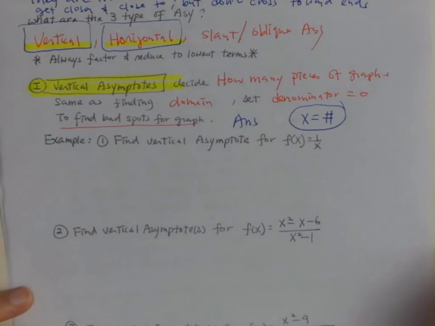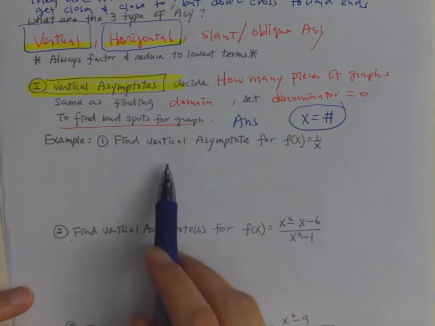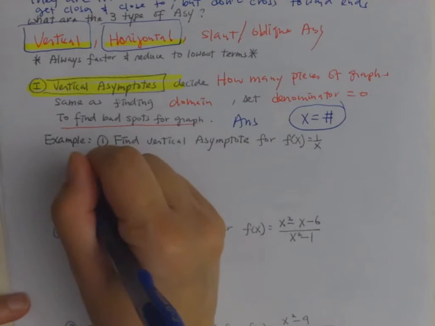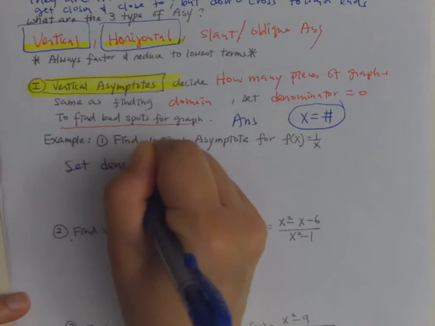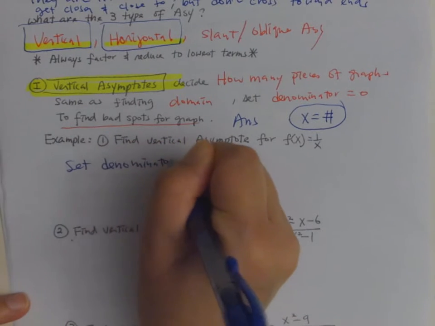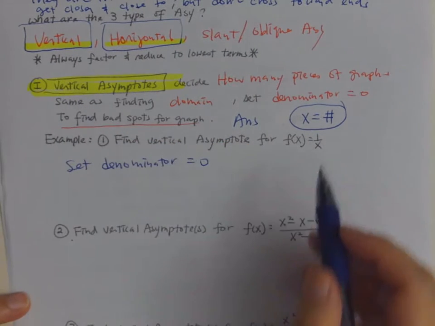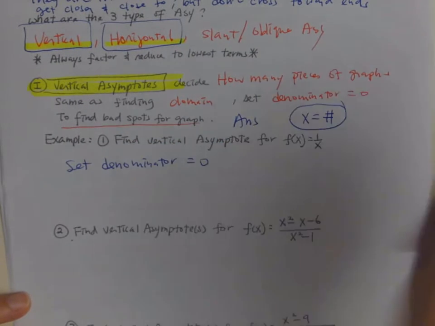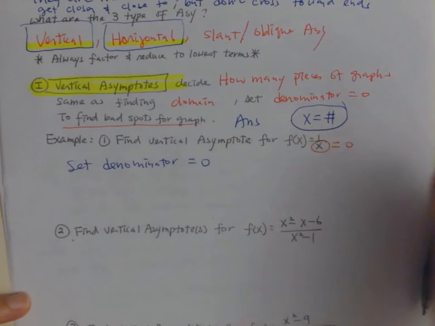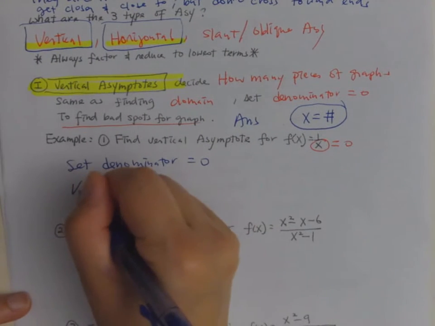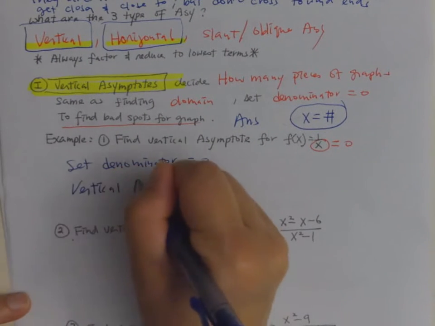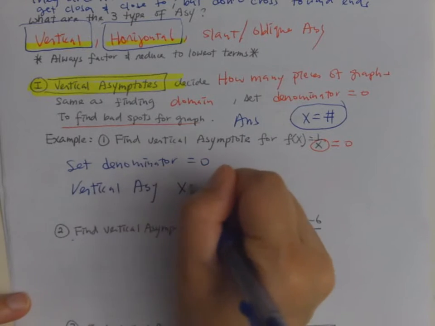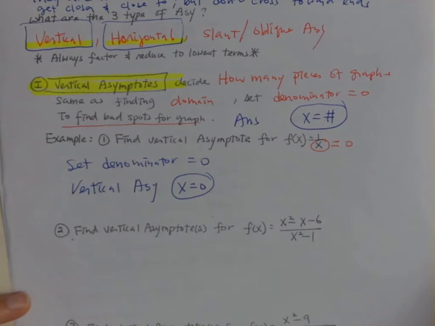Okay, let's look at the first one. We are only finding vertical asymptotes, okay? So they told you to set the denominator equal to 0. Here we only have that one as the denominator, right? If I set it equal to 0, then the vertical asymptote is going to be x equal to 0, right? So you only have one.